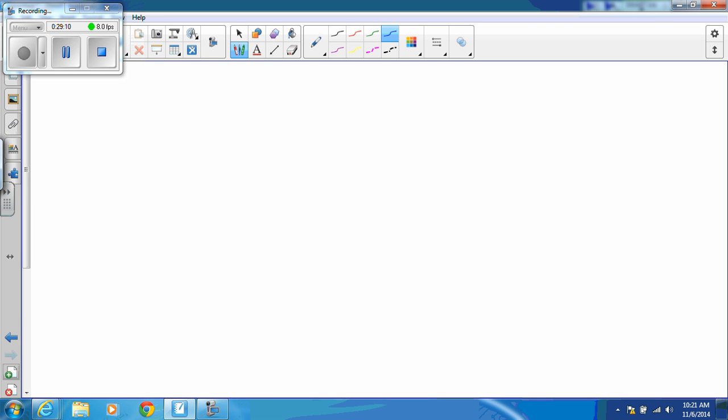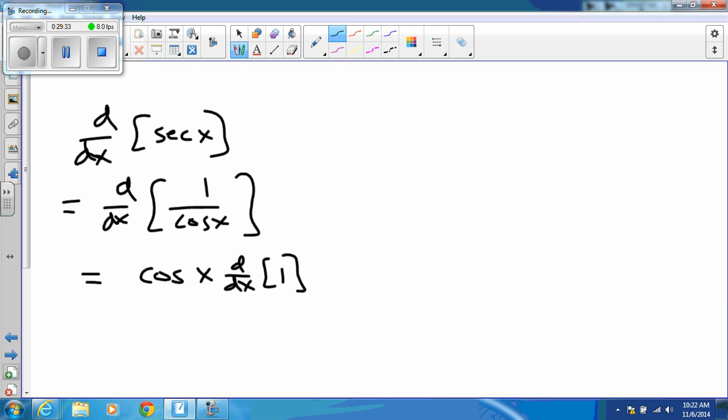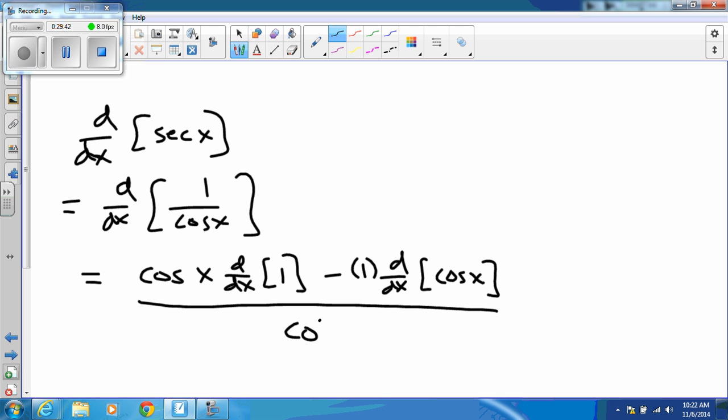Now, what about derivatives? Well, you can probably tell where I'm going to go with this. I'm going to replace secant x with 1 over cosine and use the quotient rule. Cosine times the derivative of 1, minus 1 times the derivative of cosine, all of that divided by cosine squared.